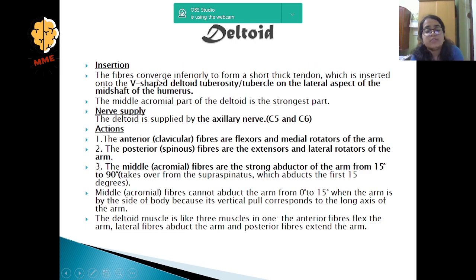Insertion. The fibers converge inferiorly to form a short, thick tendon, which is inserted into the V-shaped deltoid tuberosity, a very important feature of the anterolateral surface of the shaft of the humerus. So the middle acromial part of the deltoid is the strongest part. It goes without saying, the multipinnate part. The deltoid is supplied by the axillary nerve.